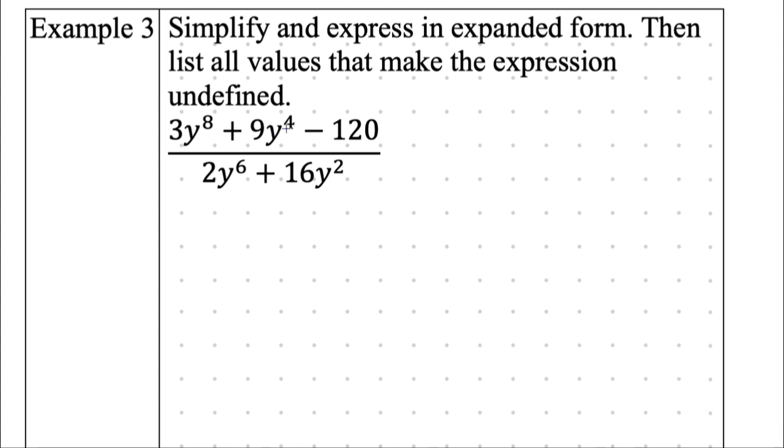In the numerator, factor out the greatest common factor. So greatest common factor is 3 for the coefficients. 3 goes into 3, it goes into 9, and it goes into 12. Therefore, it goes into 120. I can't factor out any y's because 120 doesn't have any y in it. So 3 is the greatest common factor of these 3 terms.